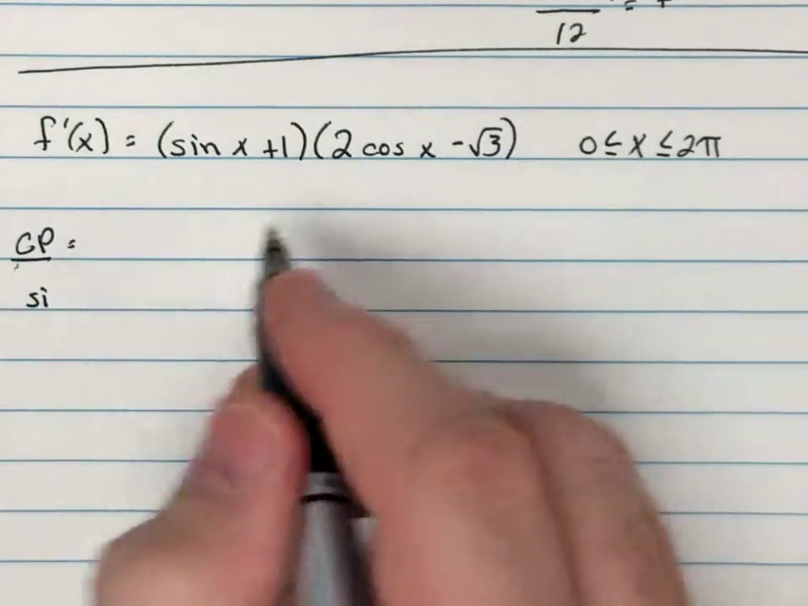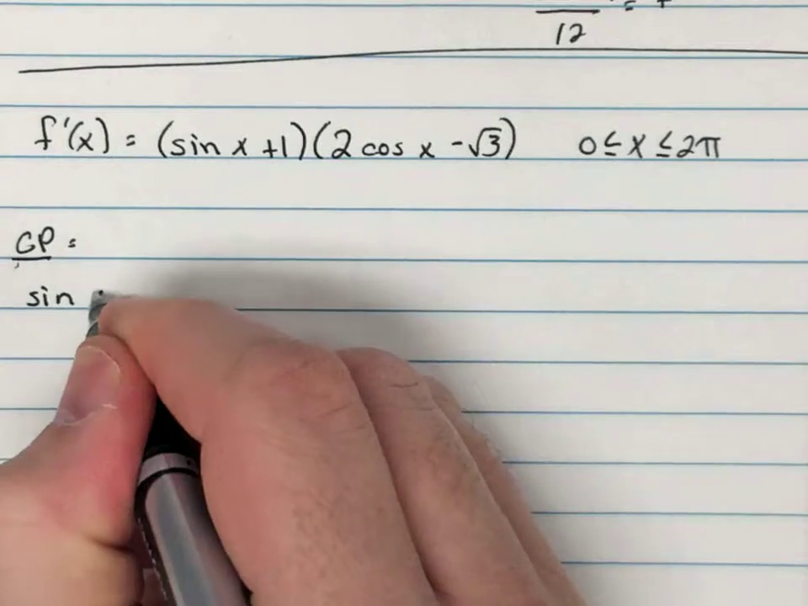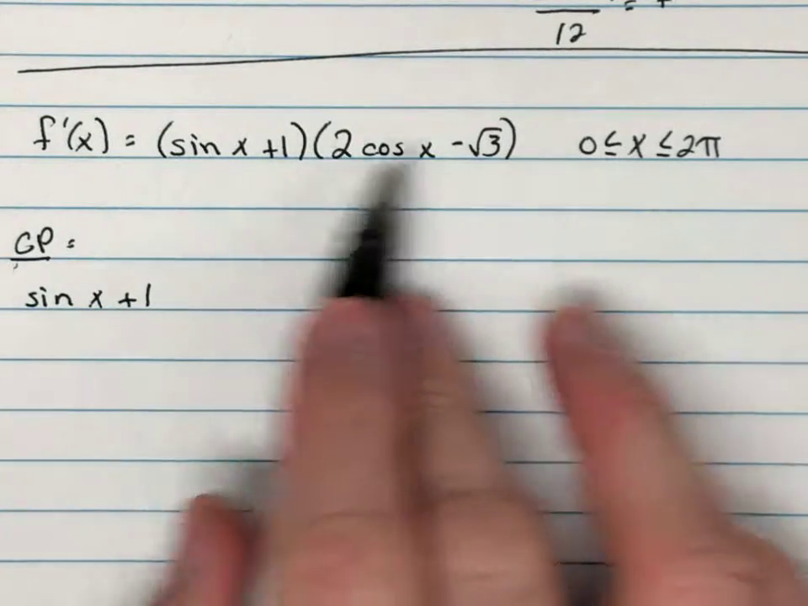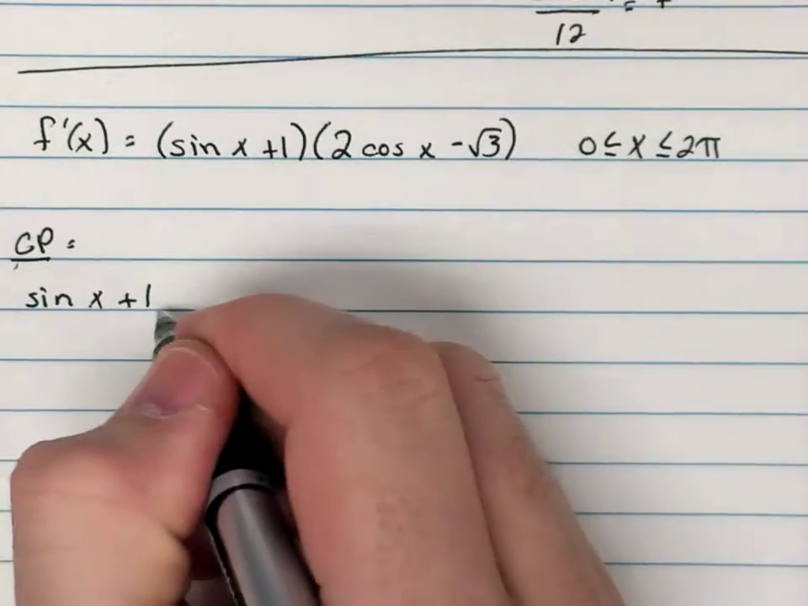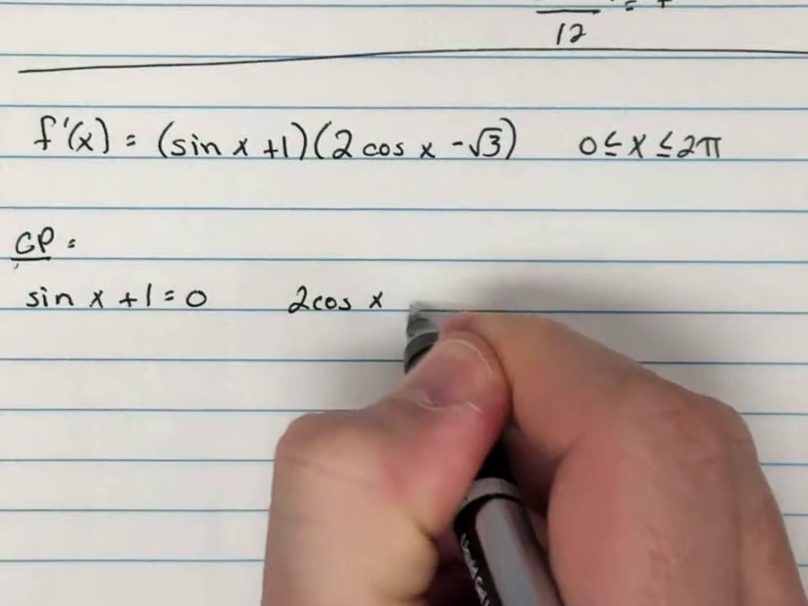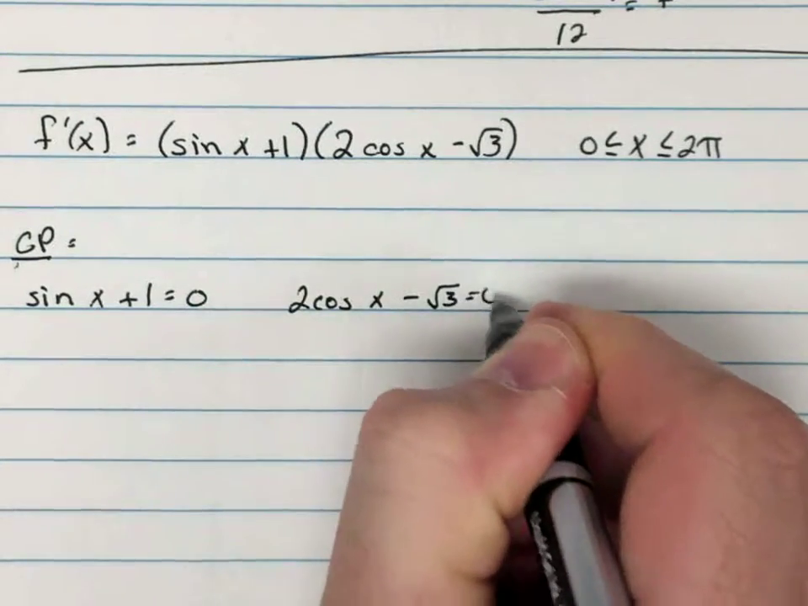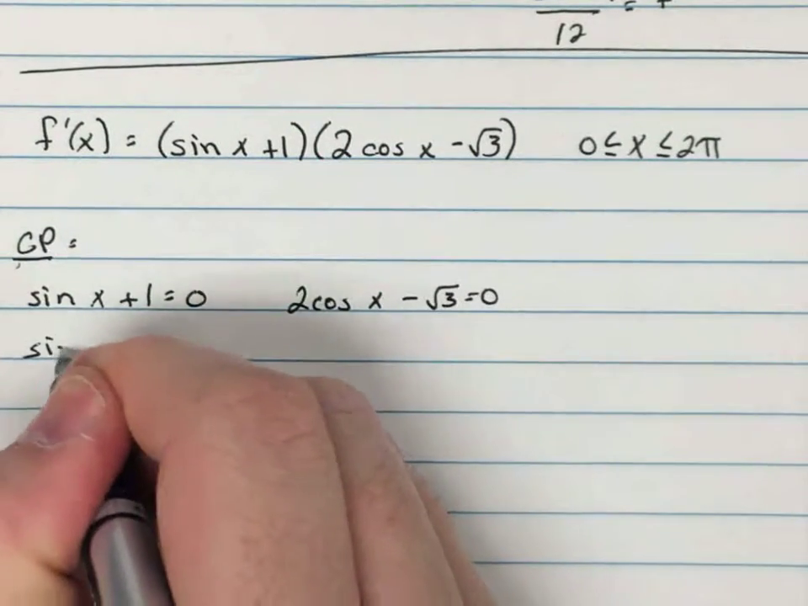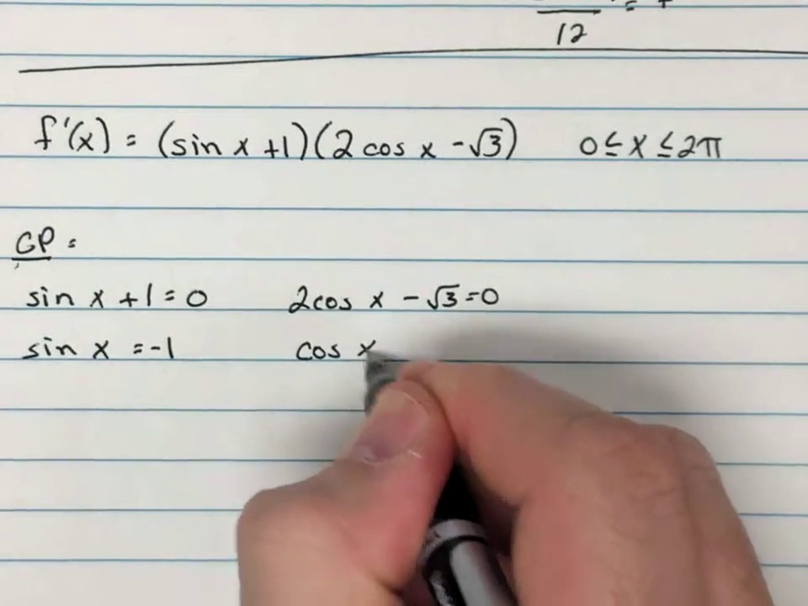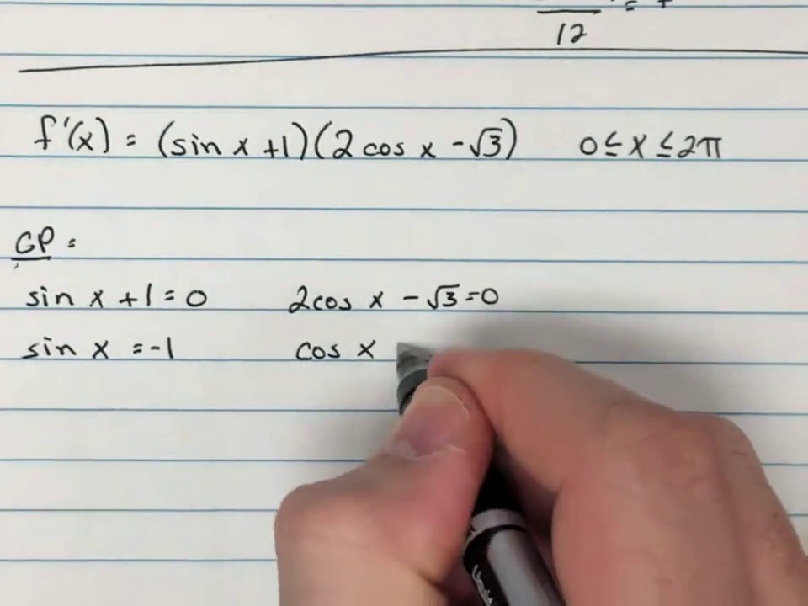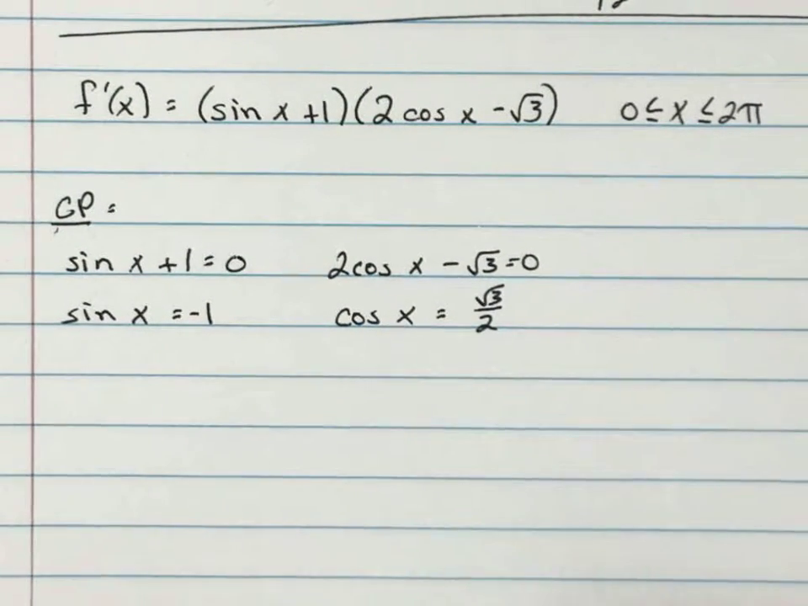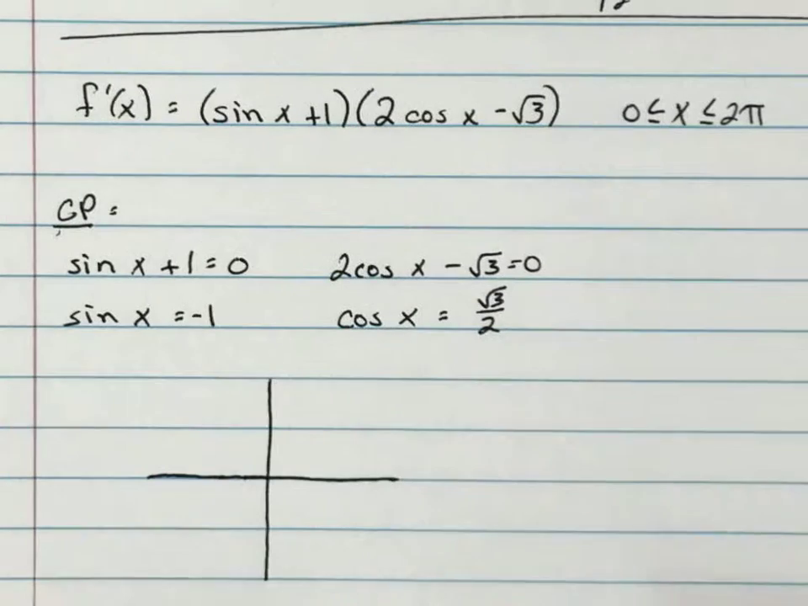So we set the whole thing equal to 0, and we get sine of x plus 1, times 2 cosine x minus root 3. You're going to split it. If this is equal to 0, then one or the other has to be 0. So sine of x plus 1 is 0, or 2 cosine x minus root 3 is 0. So either sine of x is negative 1, or cosine of x, add root 3, divide by 2, you get root 3 over 2. We've got to solve these trig equations.